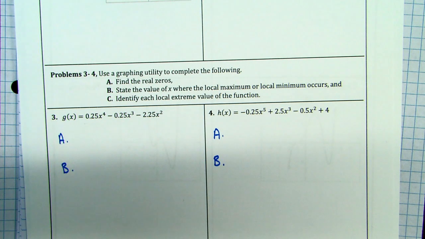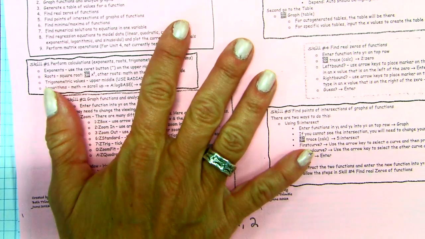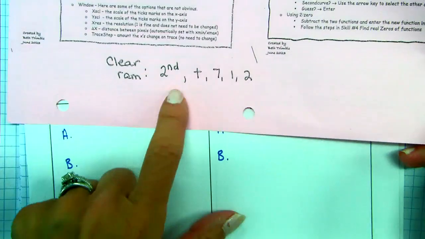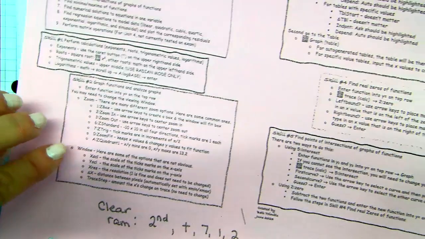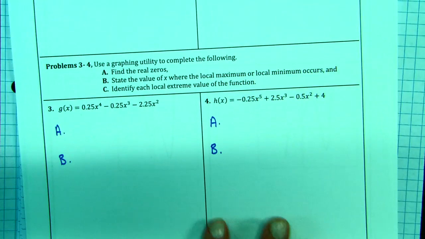Everything I'm about to teach you is on the little tips form I gave you. It should be in the front of your binder. So everything I'm saying out loud, don't think you have to memorize. Eventually, you'll just know how to do it without worrying about it. But the steps are in here. We're going to clear the RAM. I wrote that on there. And then it says find the minimum and maximum. That's on the back. Find the zeros of functions. So all the steps are on here for you to reference if you're not in class.